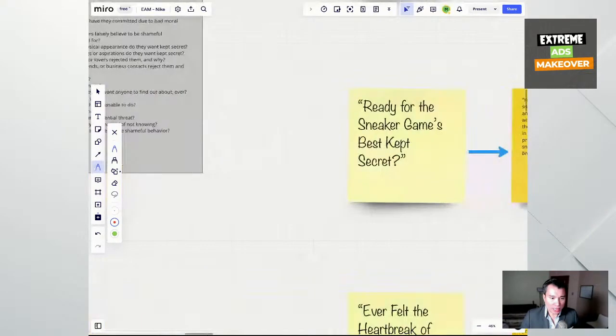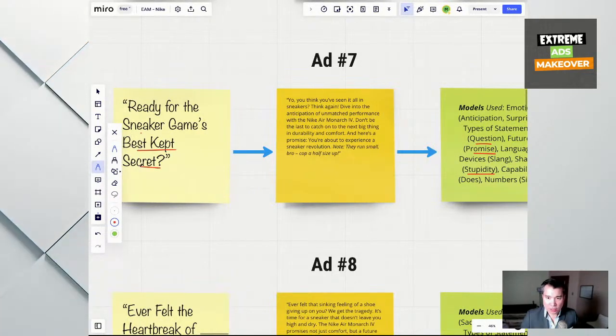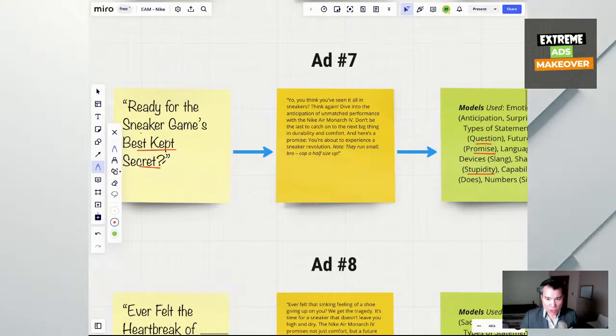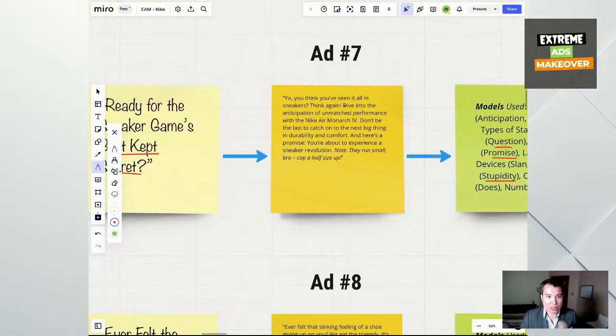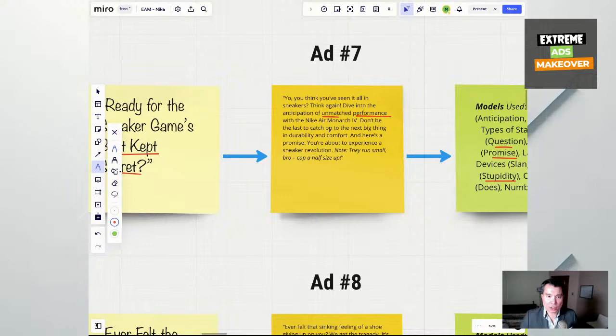So on the headline, you have "Ready for the sneaker game's best kept secret?" Start with a question first, and then "If you think you've seen it all in sneakers, think again. Dive into the anticipation of unmatched performance with Nike Air, and don't be the last to catch on." Don't be the last, right? Because otherwise you become stupid, right?